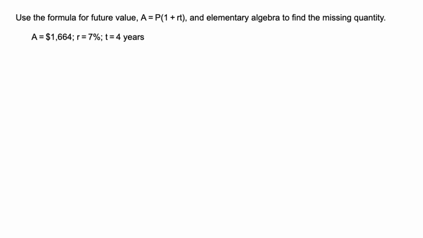Use the formula for future value A equals P times 1 plus RT in elementary algebra to find the missing quantity. A equals $1,664, R equals 7%, and T equals 4 years. The missing value is P. So I'm going to plug in my values for A, R, and T and solve for P in my formula.